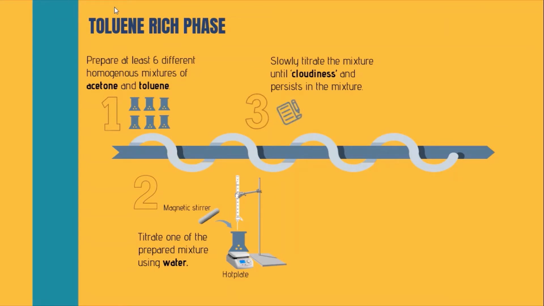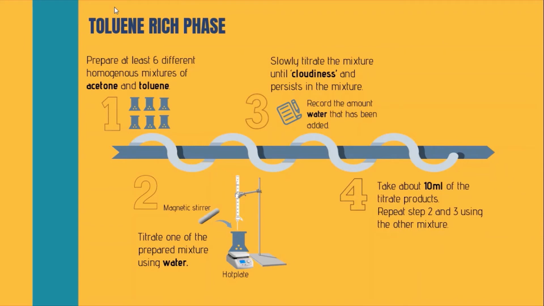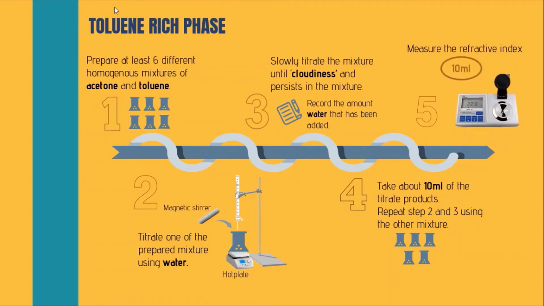To ensure the titration process is complete, the cloudiness of the mixture must remain in the conical flask for at least about 5 seconds after the titration. Record the amount of water that has been added into the conical flask. The fourth step is to take about 10 ml of the titrated products. Repeat step 2 and step 3 using the other mixtures that we have prepared. The fifth step is to measure the refractive index of the 10 ml that we have taken from the titrated product using the refractometer.